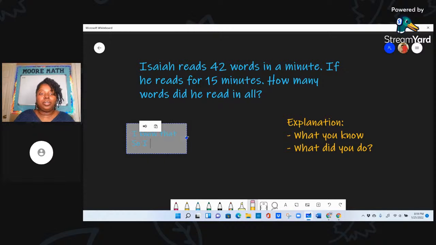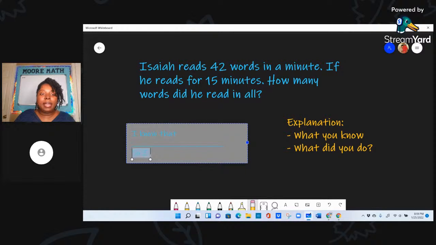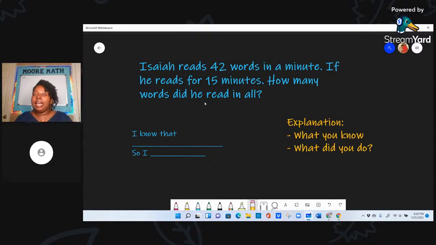Okay, so I want you to fill in the blank. You're going to write, I know that, and then tell us what you know. What was the important information in the problem? And then tell us what you did, whether that was multiplied, added, subtracted, whatever it was. Okay, so write down your explanation. I know that 42 minus 15.